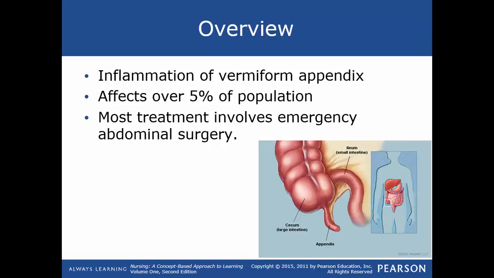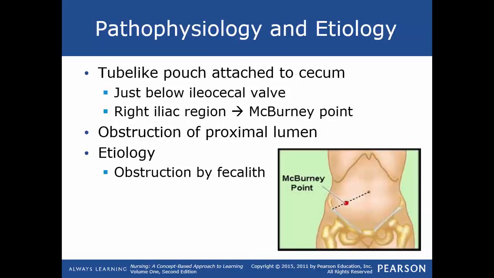Most of your treatment is going to involve emergency abdominal surgery. The appendix is a tube-like pouch that is attached to the cecum, located just below the right ileocecal valve. This is found in the right iliac region, also known as McBurney point. There's a slide that has a picture that shows the location of the McBurney point.